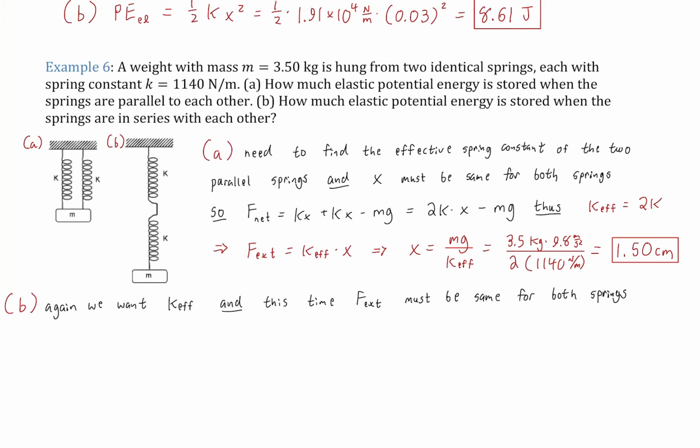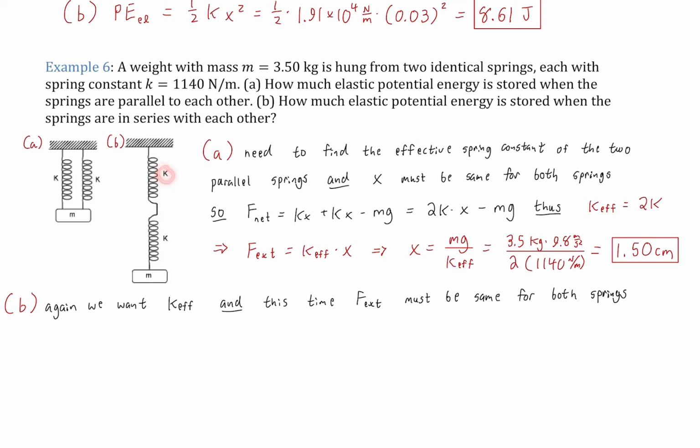Okay? When they're in series, again, we want to find this idea of an effective spring constant, right? A total spring constant that defines the system. And this time, the external force must be the same for both springs. Here they could experience different forces, and they don't because they're the same spring constant, but they could if they had different values of k. In the parallel case, we just add up the k's to get the effective spring constant because they have to share the same stretch. Here, however, they have to share the same force due to Newton's third law. But they could stretch different amounts.